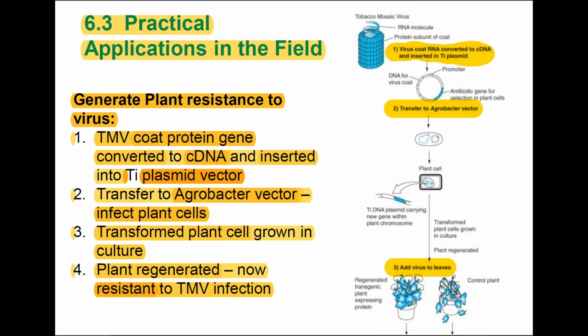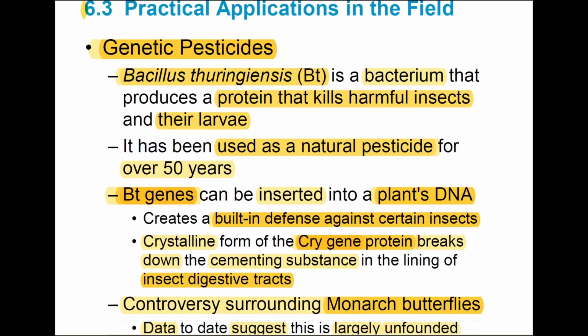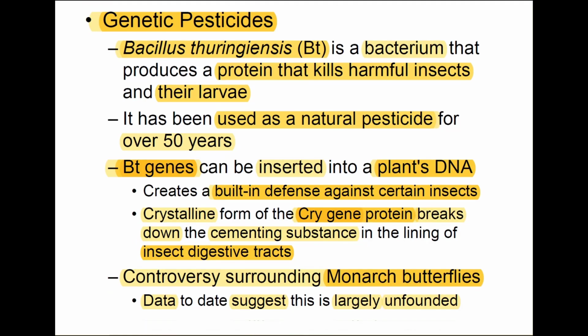Okay, Bt. Bt is probably one of the biggest of the GMO genes. It comes from Bacillus thuringiensis. This is a bacterium that produces a protein that kills insects and their larvae. It literally chops up their GI tract, so they lose gastric integrity, and the insect dies. This has been used as a natural pesticide for 50 years, and what we have done is we've introduced this Bt toxin into GMO plants. So now when caterpillars eat the plant or start eating it, they immediately die from consumption of this toxin. Inserted in the plant's DNA, it creates a built-in defense against certain insects.